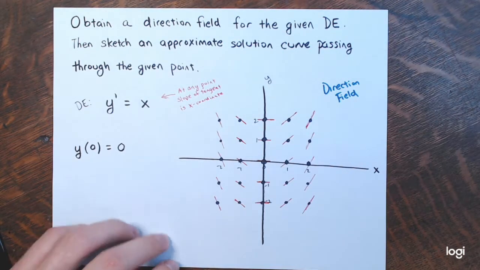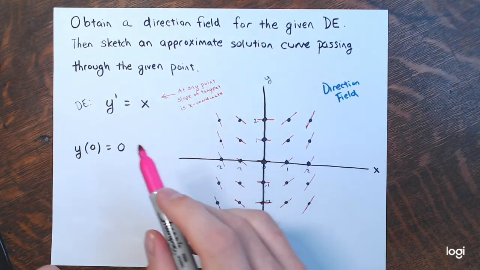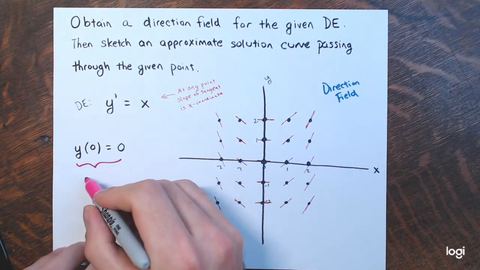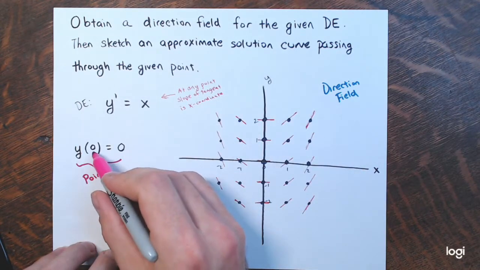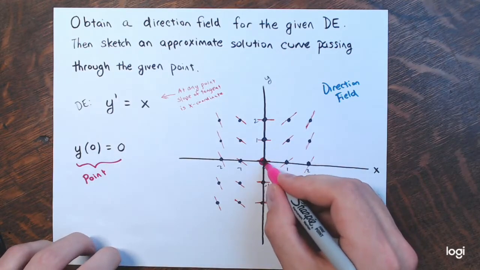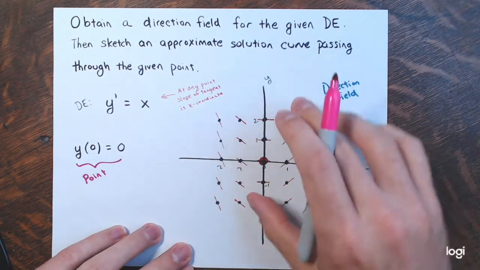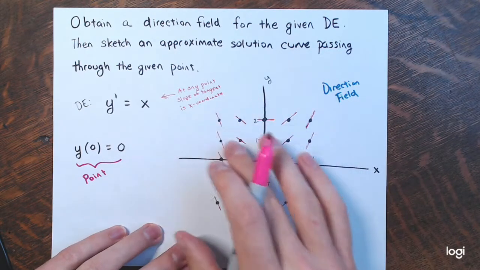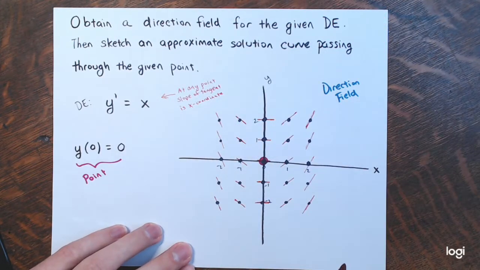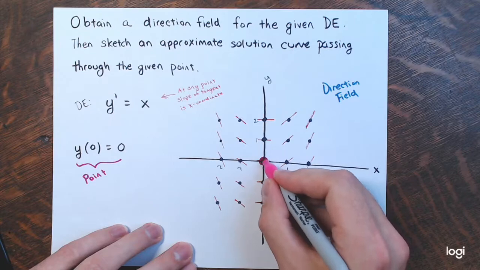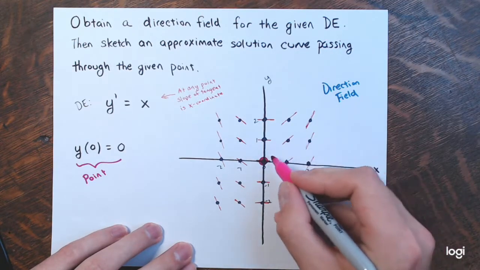Now we're asked to draw a quick hand sketch of an approximate solution that goes through this point. The point is when x is 0, y is 0, so here's the point. You think of these little lineal segments, these little lines I put up here, as pointing which direction a solution curve would have to go in. So if I'm here at 0, 0, the little line was horizontal, so I'm going left to right.